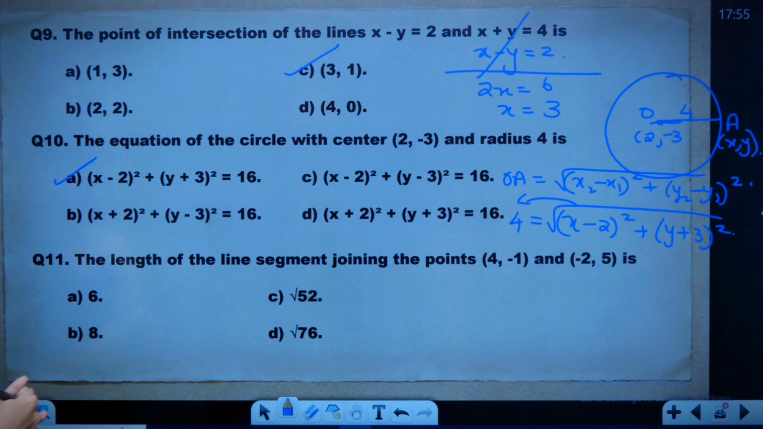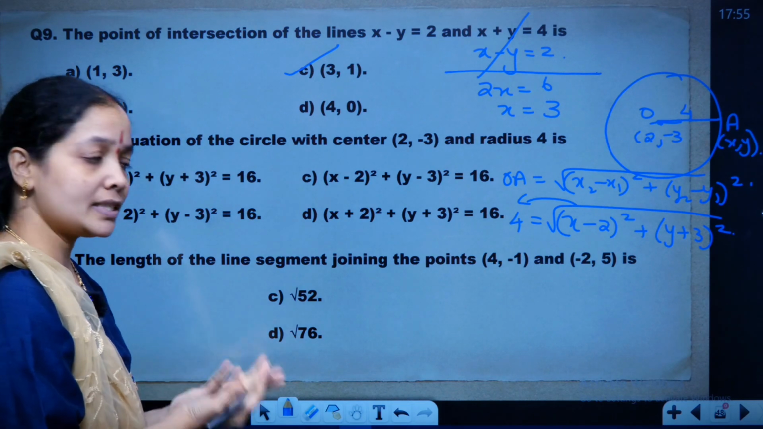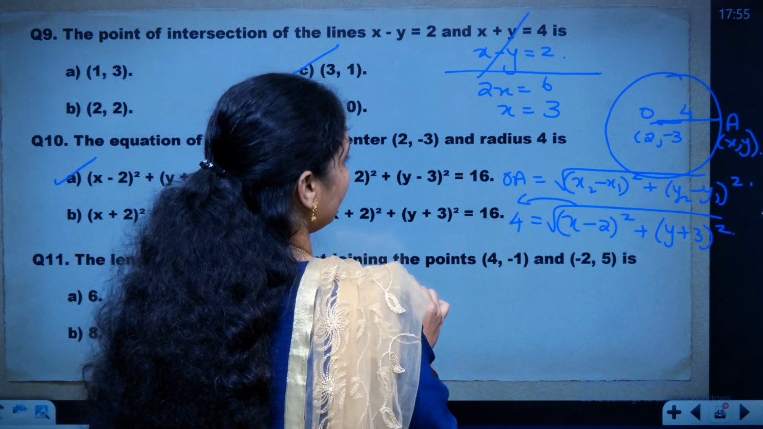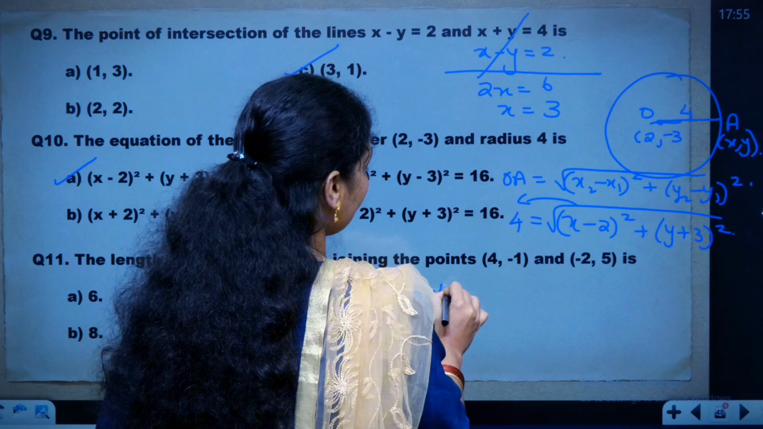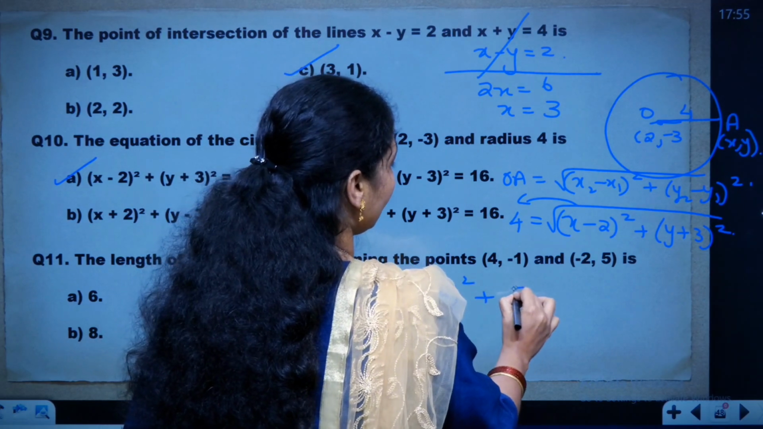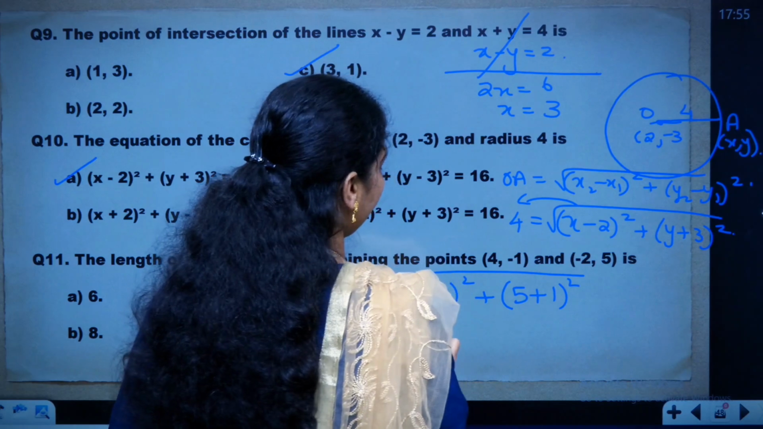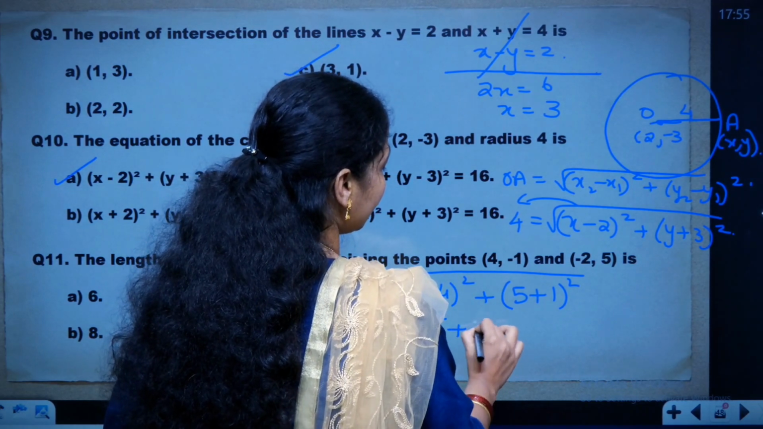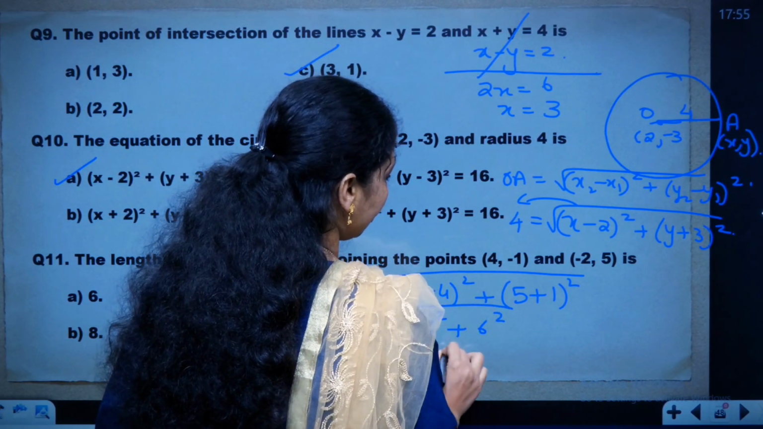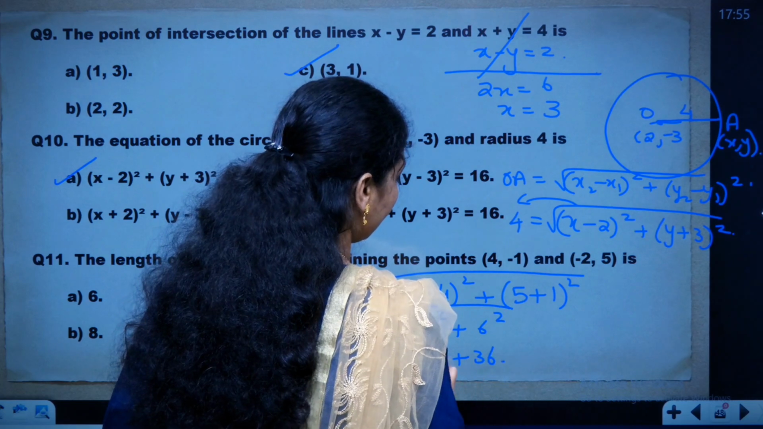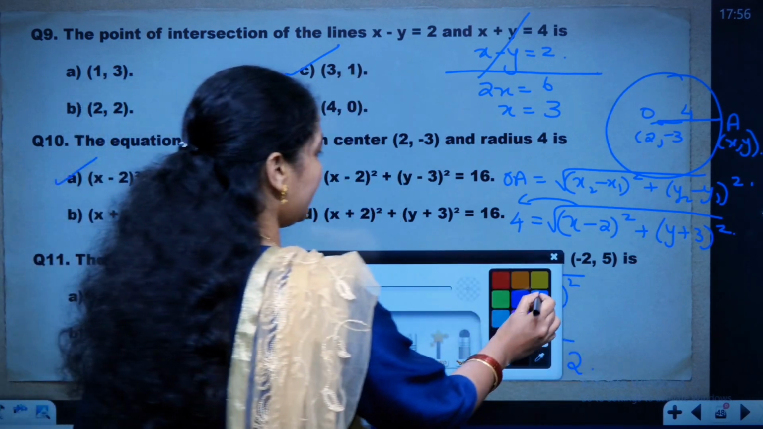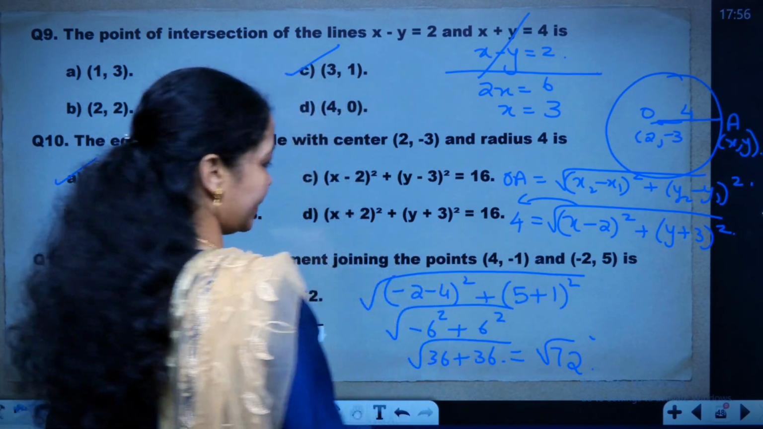In the 11th question, the length of the line segment joining the points... I have to find distance formula, that's it. So it is (x2 minus x1) the whole square plus (y2 minus y1) the whole square under root. So it's negative 6 square plus 6 square. That will be 36 plus 36. So it's root 72. Root 72 will be my right answer here.